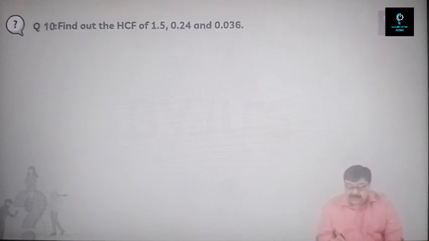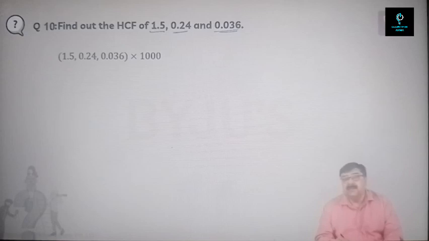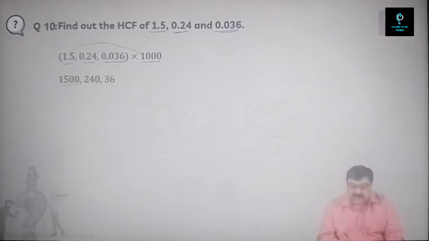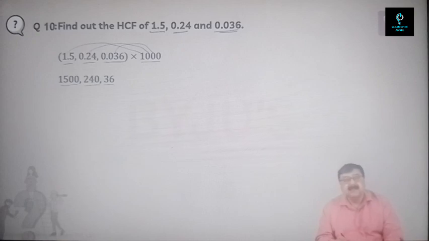Now how do you find out the HCF of decimals? So HCF of 1.5, 0.24, 0.06, 0.036. Well, in general, the process remains the same. First, we will convert these decimals into integers. The smallest decimal here is 0.036, which needs to be multiplied with 1000 so that we get the integer value as 36. So hence 1.5 and 0.24 also will get multiplied with 1000 to get you integer values. So the integer values obtained are 1.5 into 1000, that is 1500, 0.24 into 1000, that is 240, and 0.036 into 1000, that is 36.